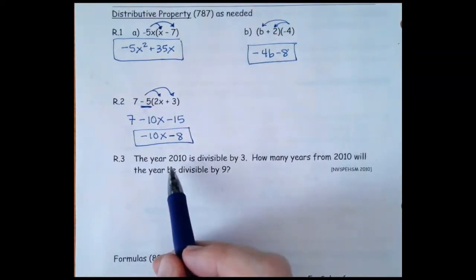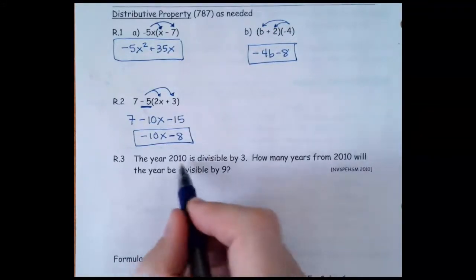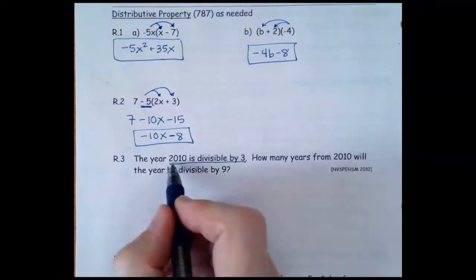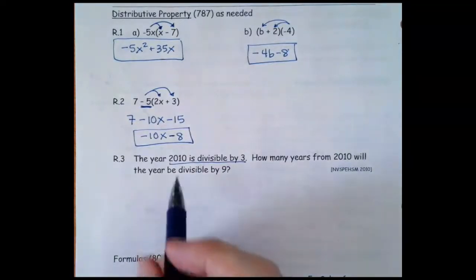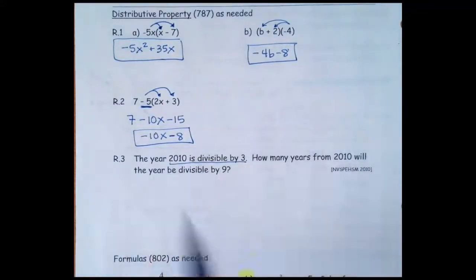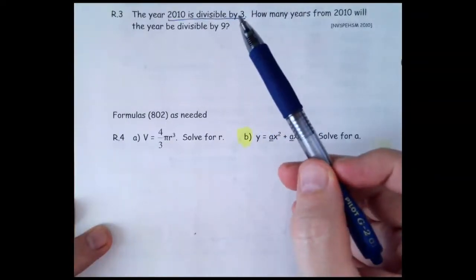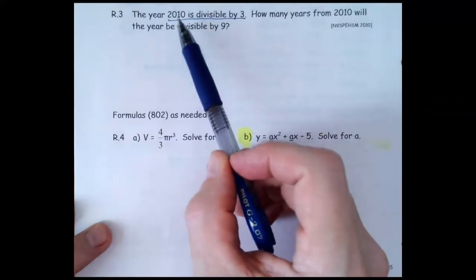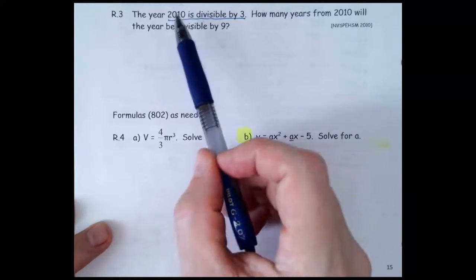So let's see. One way, so your divisibility rule for 3 is if the digits add up to a multiple of 3, you can divide it by 3. So 2 plus 0 plus 1 plus 0 adds up to 3, and since 3 is divisible by 3, then 2010 is divisible by 3. So the 9 divisibility rule is pretty similar to the 3 divisibility rule. If you add up the digits and it's divisible by 9, then the number is divisible by 9. So here, that's just 3.